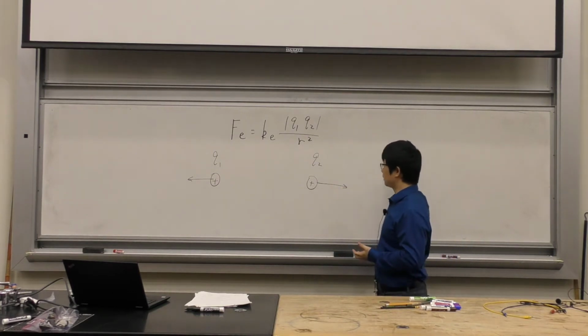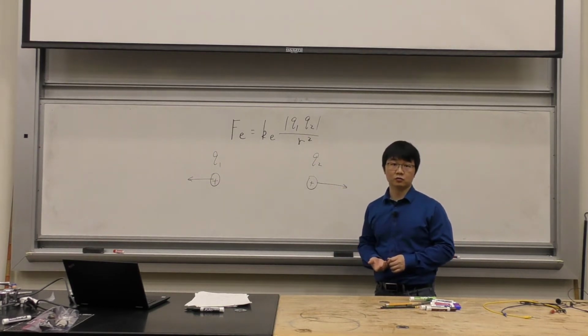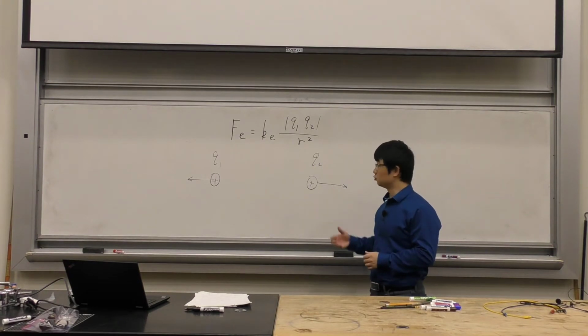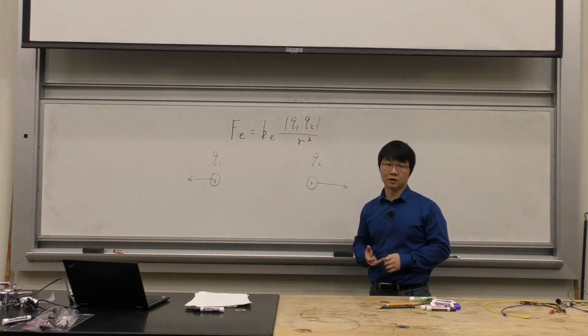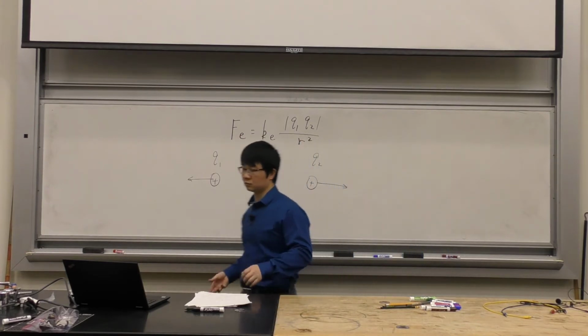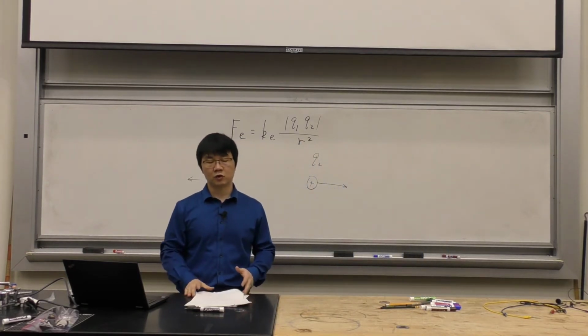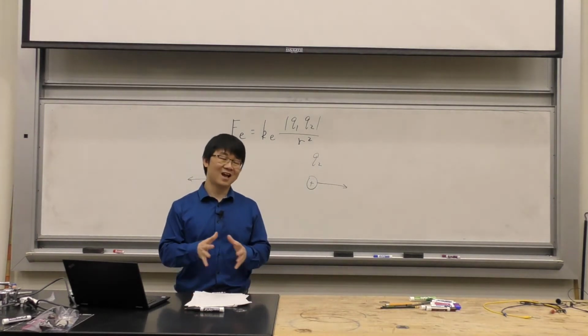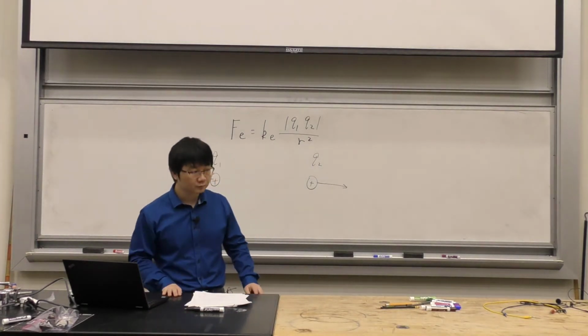And say there's like 1,000 charges around Q2. Q2 is going to feel a force from every single charge. And that's really weird, right? If there's nothing between them, how can this nothing transmit the force, right? What is carrying this force, okay?